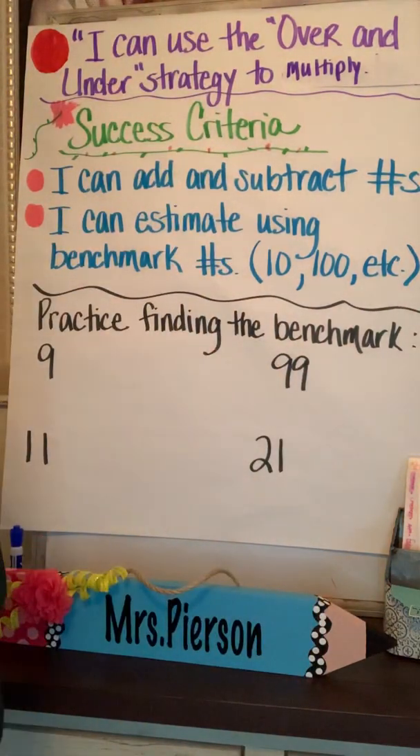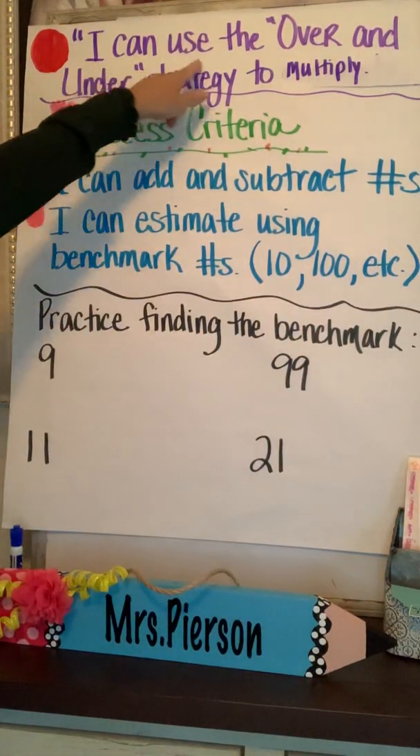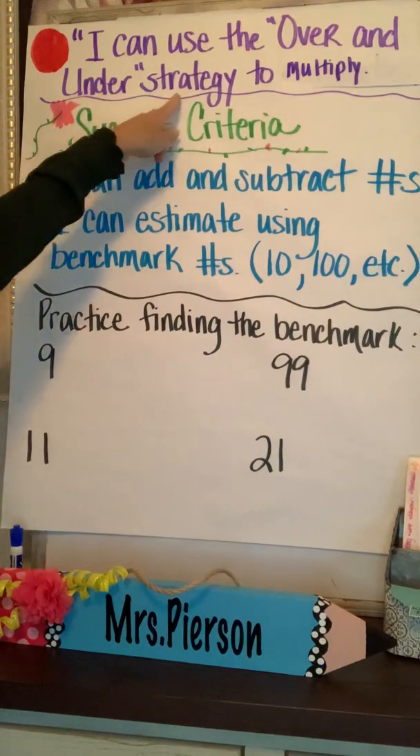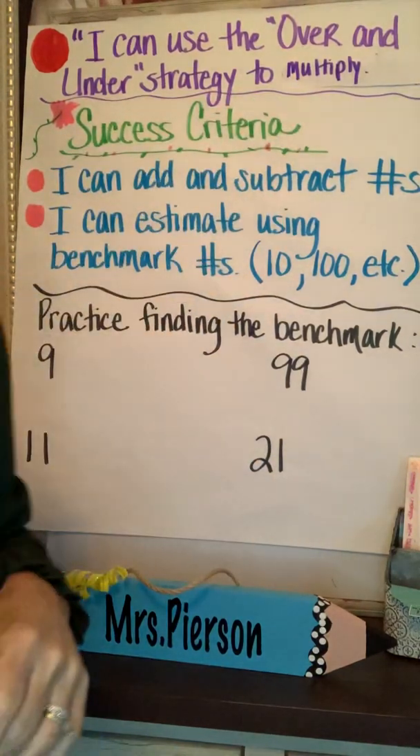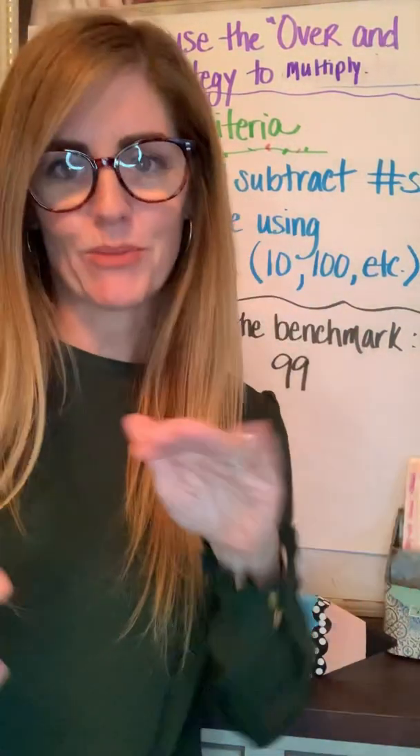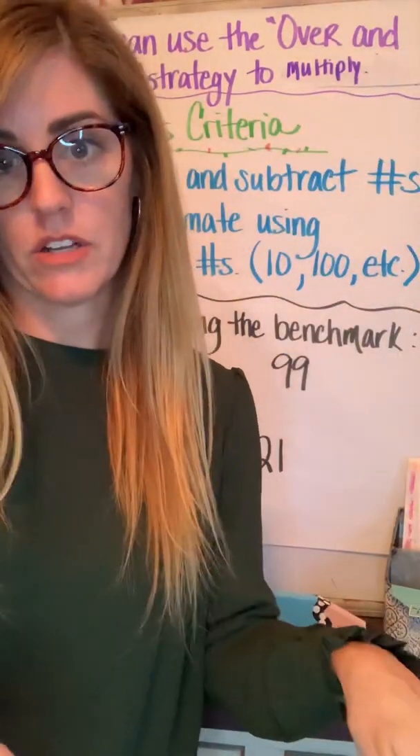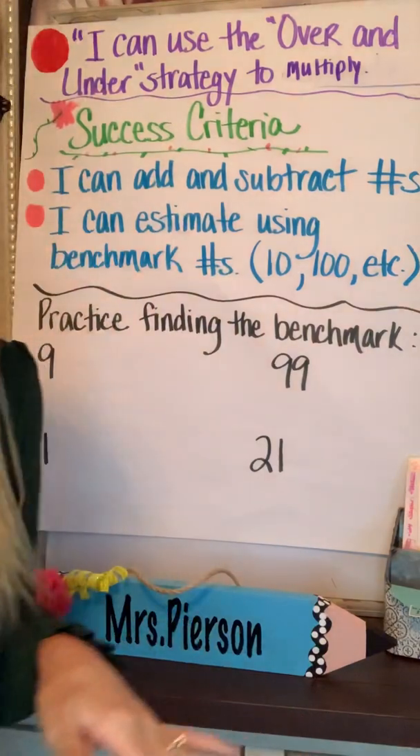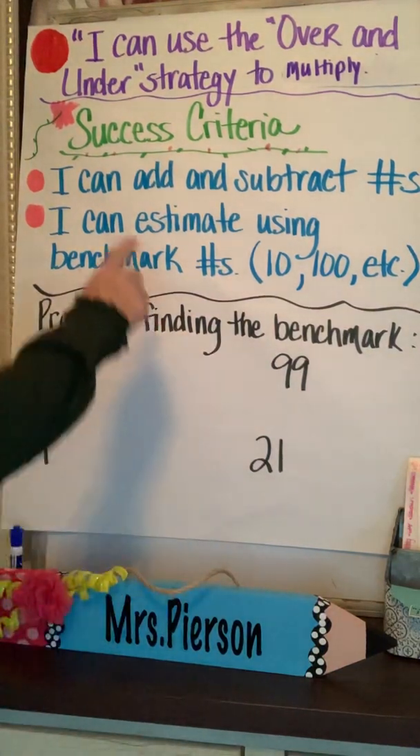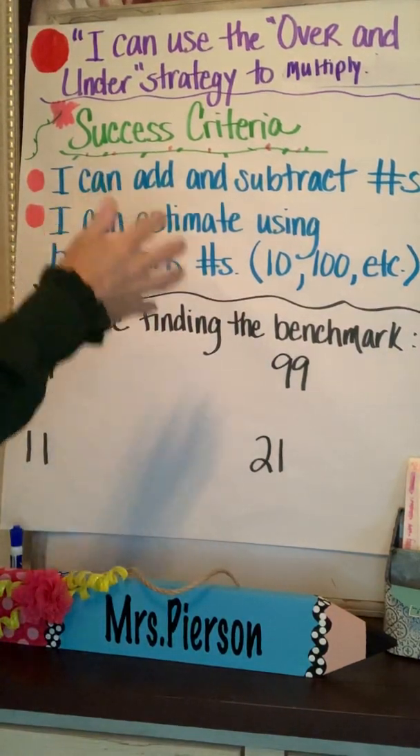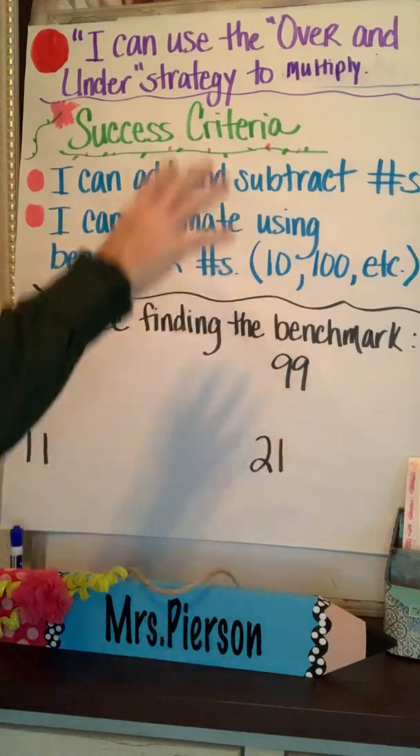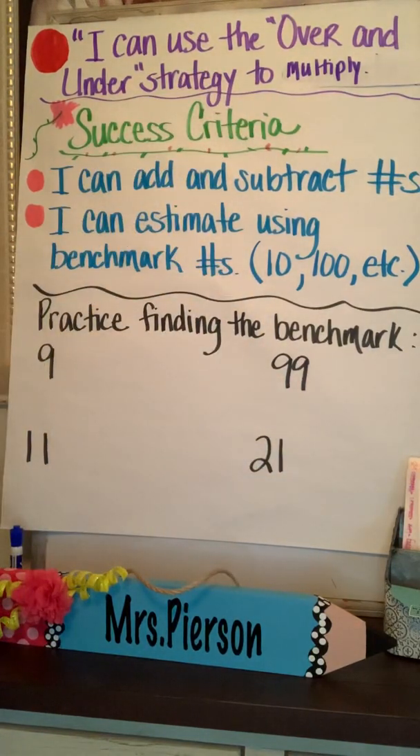Today's learning target is I can use the over and under strategy to multiply. Over and under, and we're familiar with those words. Over would be over the number, under would be under the number, and I'll show you what all that means. So let's take a look at what our success criteria is, skills that we need to be able to have in order to be successful with our learning target today.